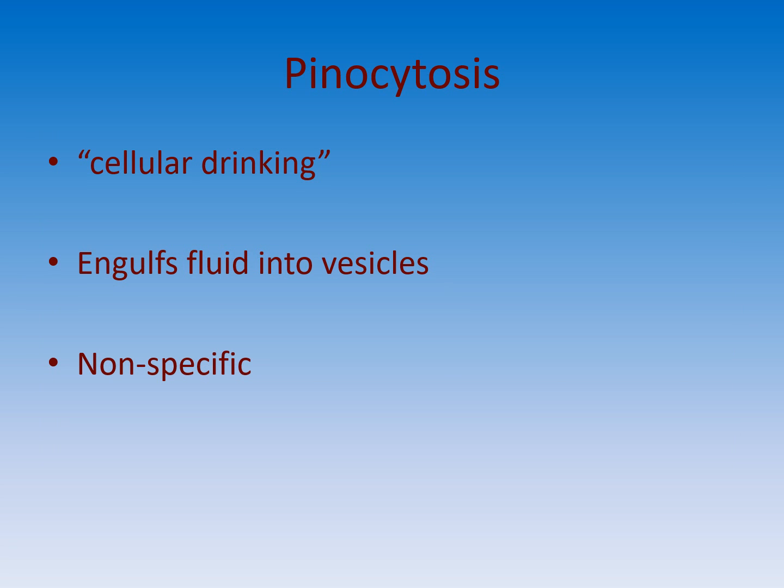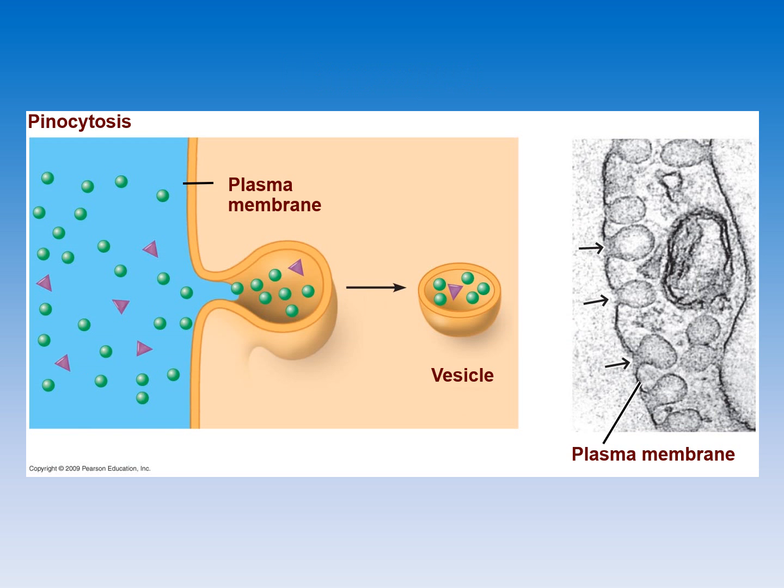Pinocytosis is very similar. However, now instead of solid material, it's ingesting fluid. So it's cell drinking. So phagocytosis and pinocytosis are non-specific. If there's food there, if there's fluid there, it'll engulf it. And here it is bringing in fluid. And this is a really neat picture showing the cell membrane with all of these vesicles forming here as it's engulfing material.